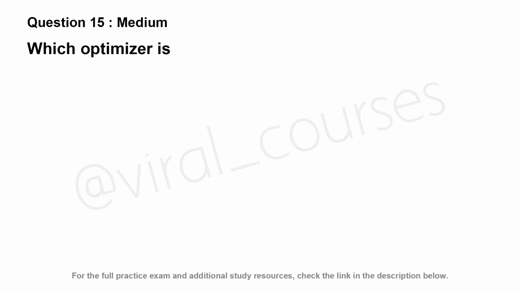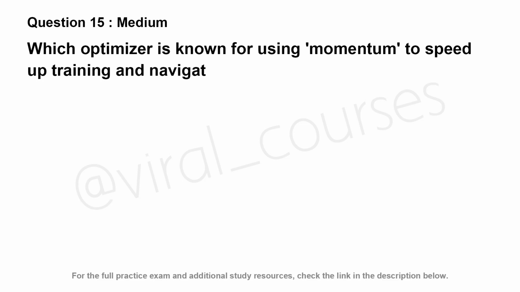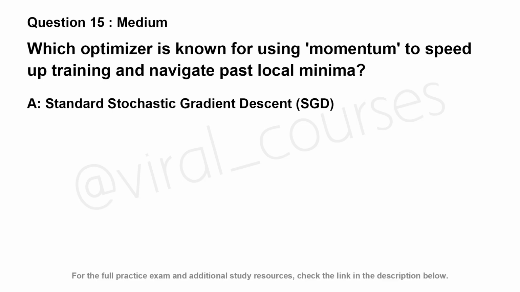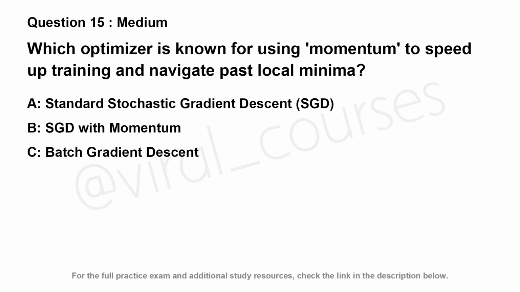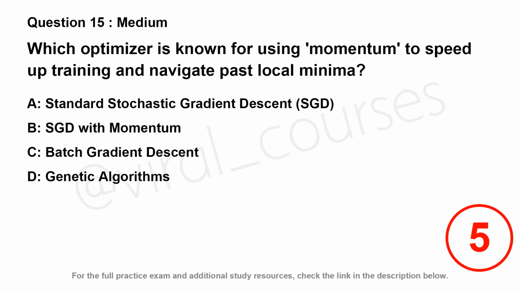Which optimizer is known for using momentum to speed up training and navigate past local minima? Option A. Standard stochastic gradient descent, SGD. Option B. SGD with momentum. Option C. Batch gradient descent. Option D. Genetic algorithms.